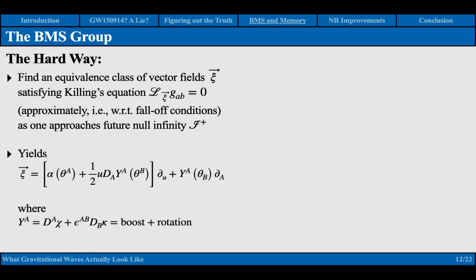But because this can be some arbitrary function on the 2-sphere, it means you're also allowed to consider transformations with higher harmonics. And so what they discovered is that you actually have this infinite number of symmetries, which they called super translations. This is really complicated though. There's a much easier way to think about it.